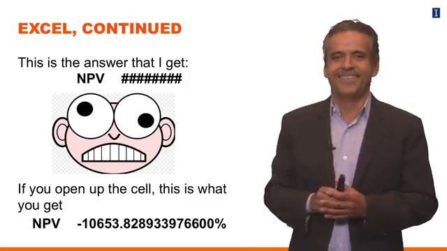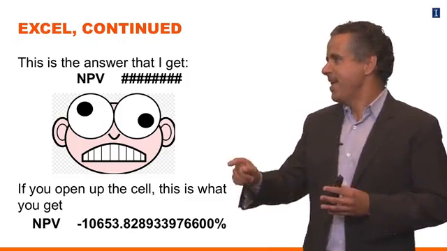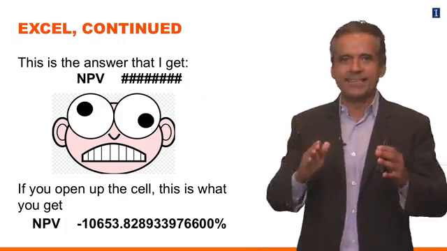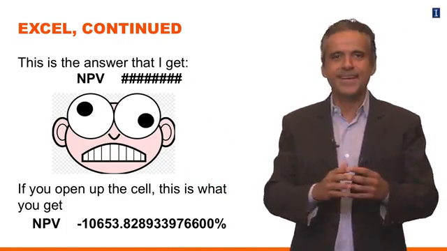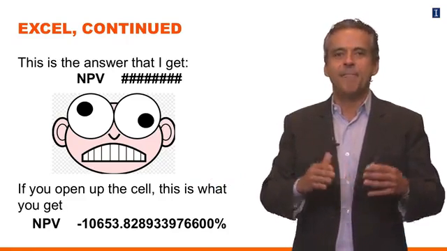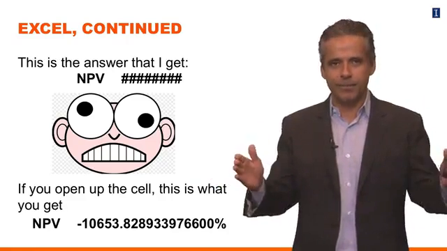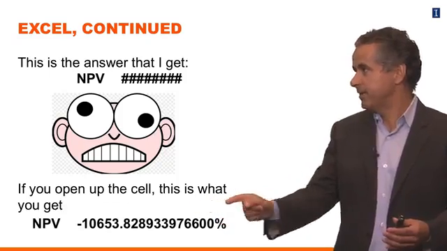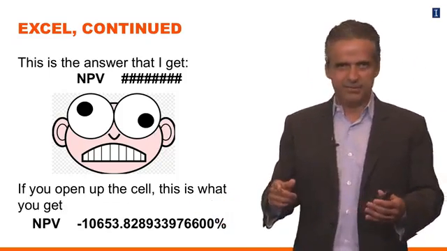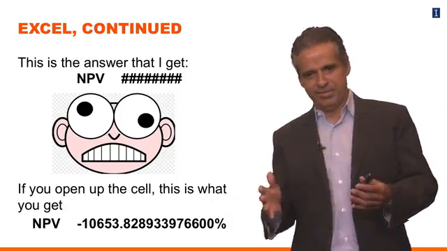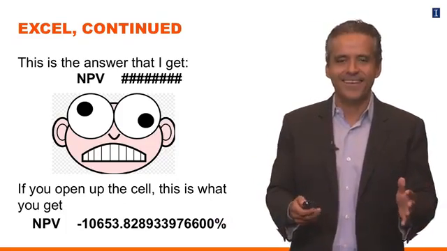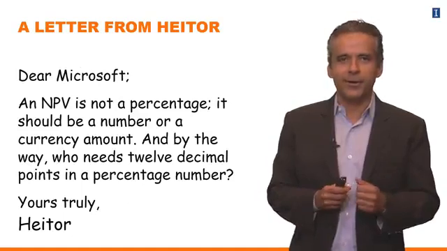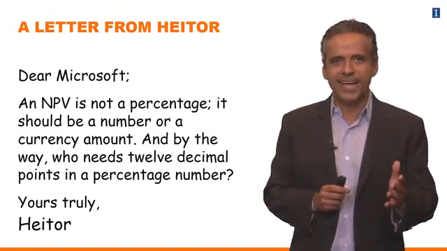So what's going on? Actually, the reason why Excel does that is because the amount of numbers that Excel reports is too large. That's what Excel is reporting, minus 10,653%. It seems to make no sense. So here's a little letter to Microsoft. NPV is not a percentage.